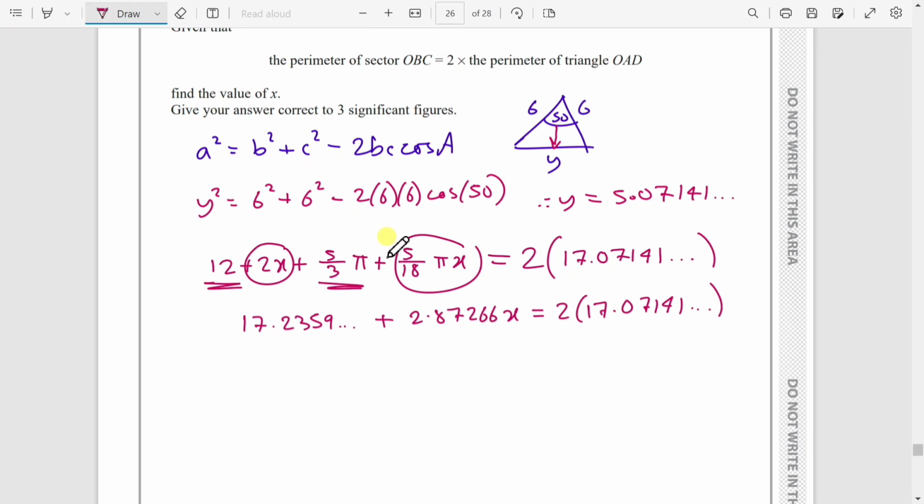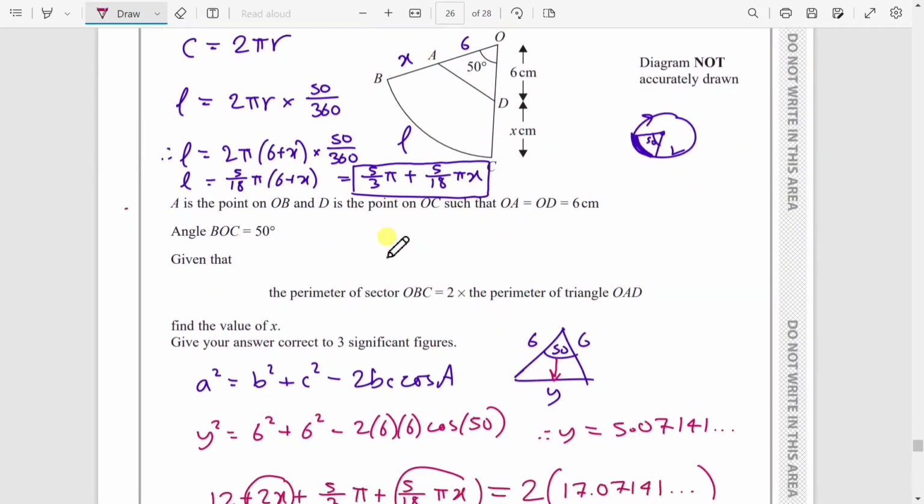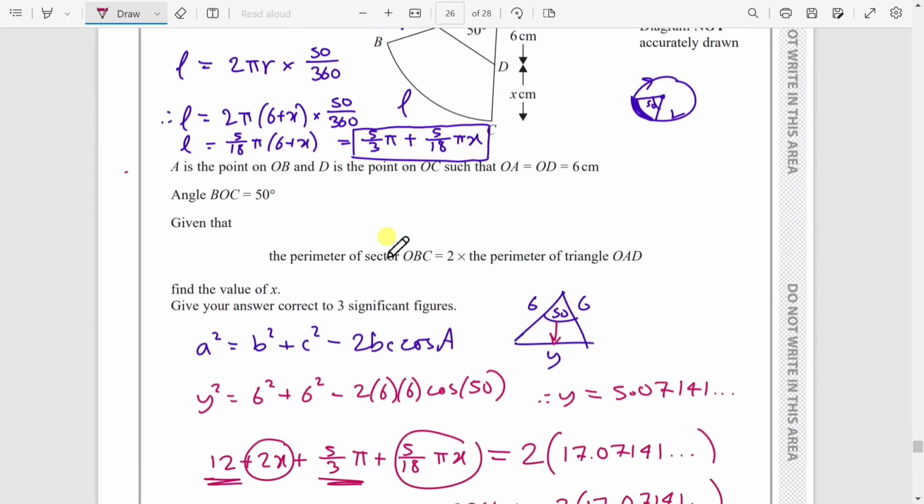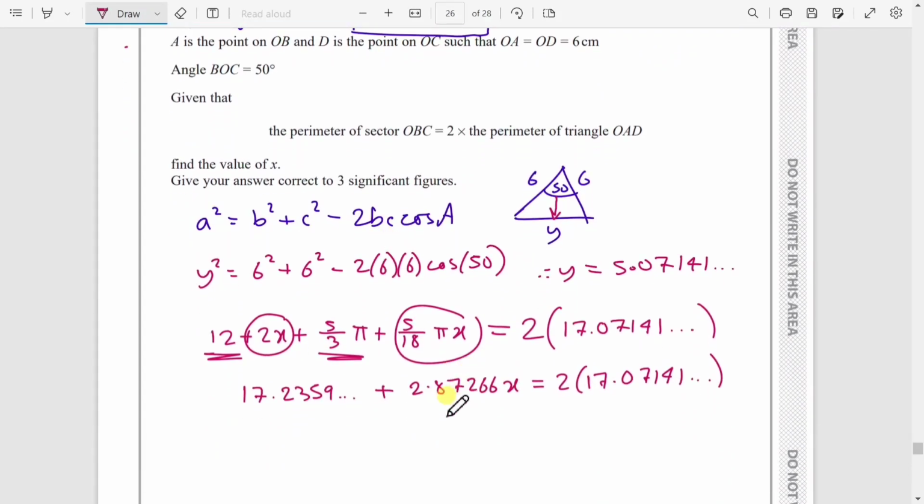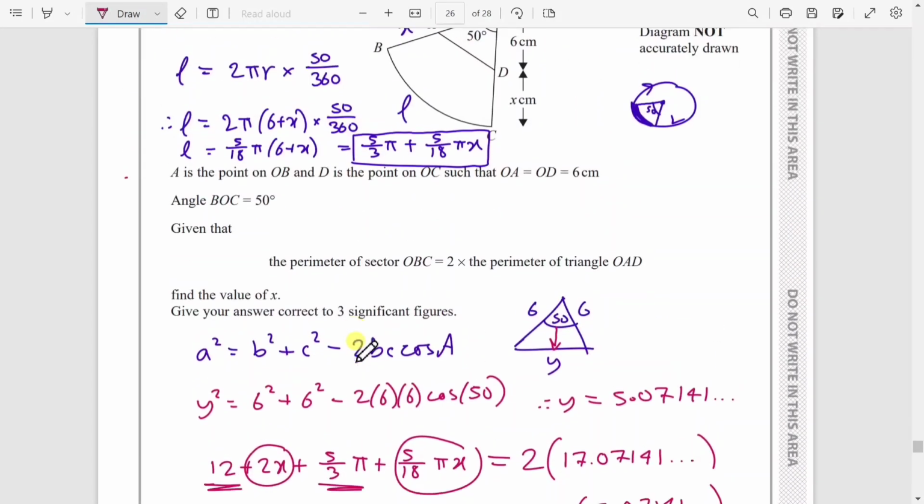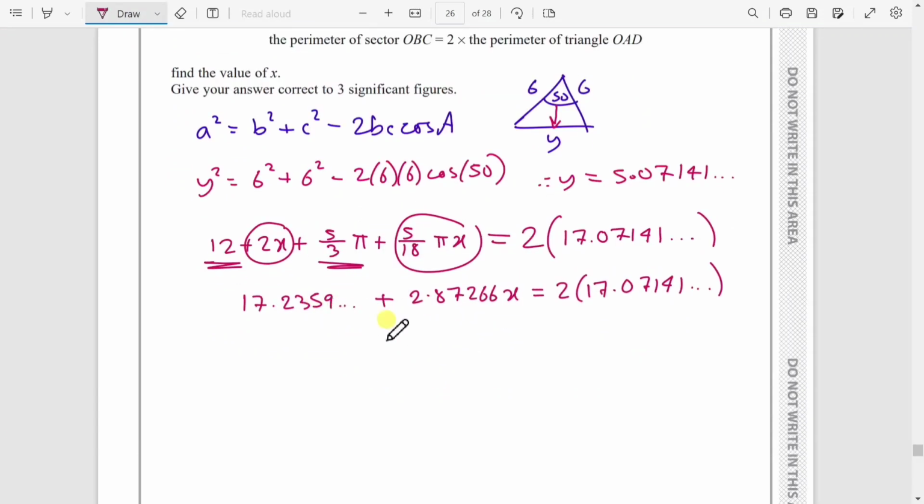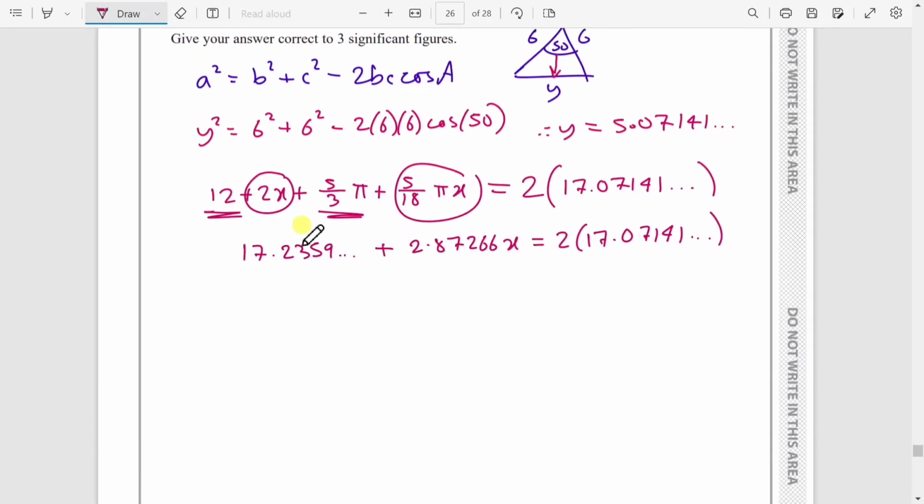At this stage, let's just see if we got all the values right. It's always good to double check because this is the last question. Anyway, whether it's right or not, you can always double check. Now you just subtract across and make x the subject. To do it fast, do the right-hand side and take away the first set of decimals. So you've got 2.87266x equals 141 minus 17.2359. You should get about 16.90.